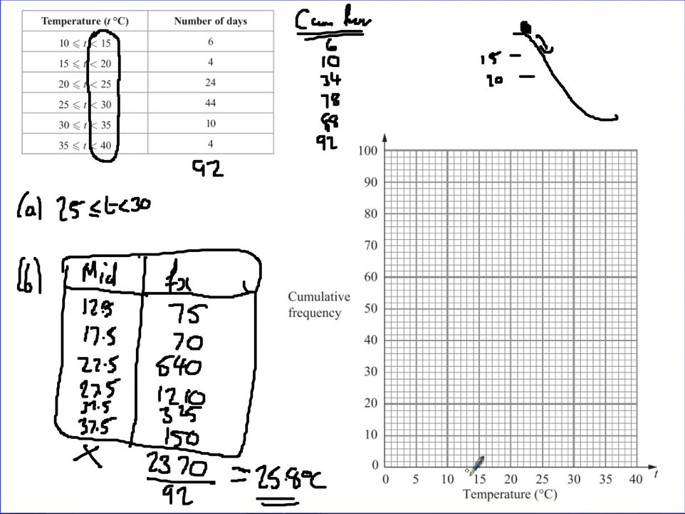So we're plotting at the top end, so it's 15, and then we plot at 6. We've then got 20 and 10. We then have 25 and 34. We've then got 30 and 78. We've got then 35 and 88. And then we've got 40 and 92.